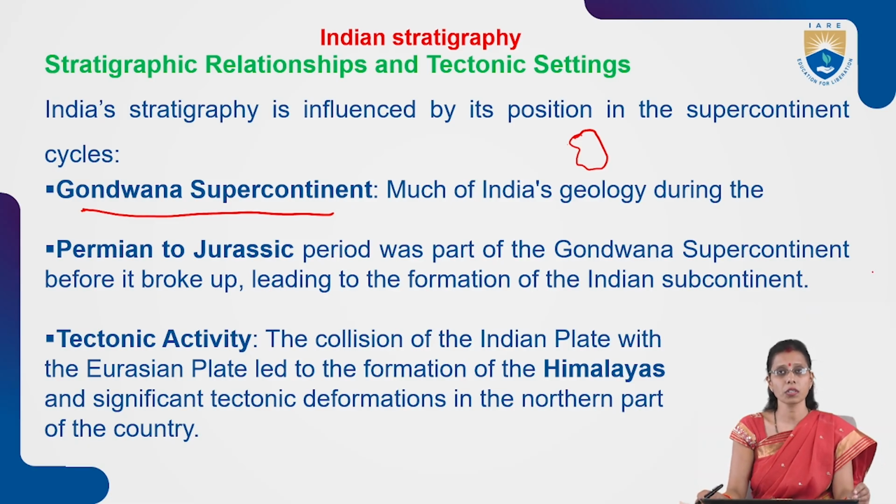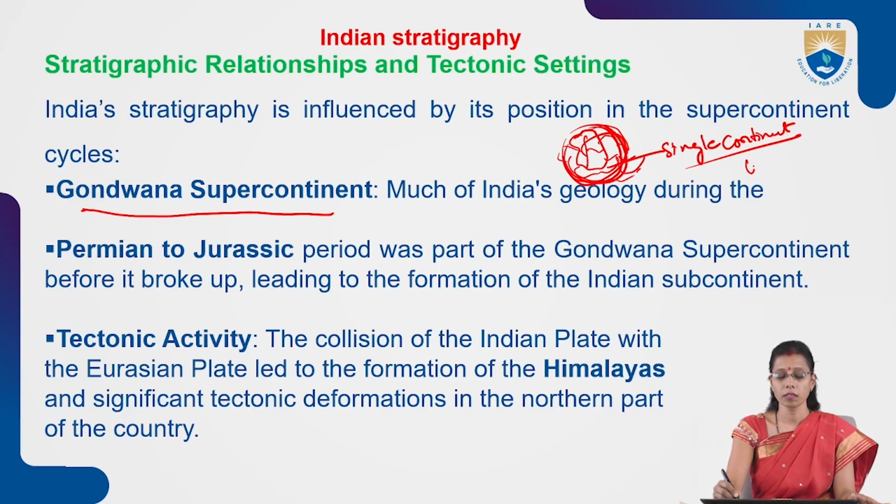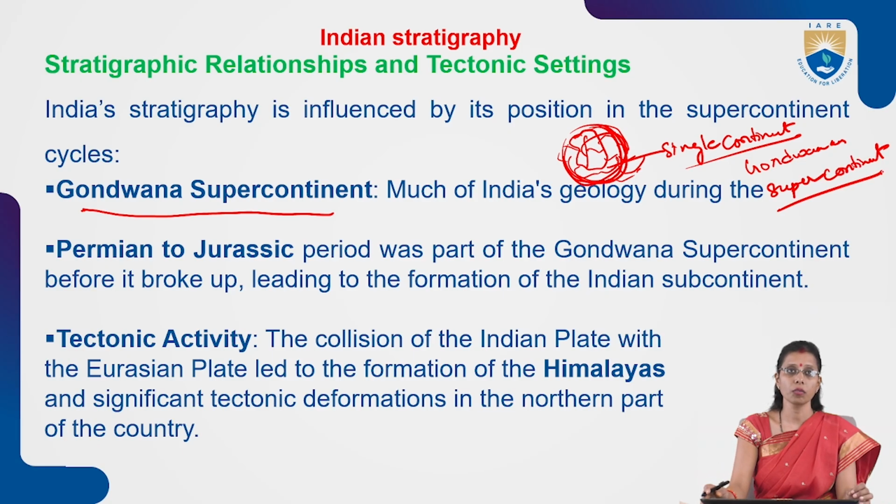So when the supercontinent was there, when you see the Earth's surface now, we can see different continents, divided like this. But previously it was the combined one. Okay, so this combined single continent is called the Gondwana supercontinent. So this supercontinent was present in the previous ages.